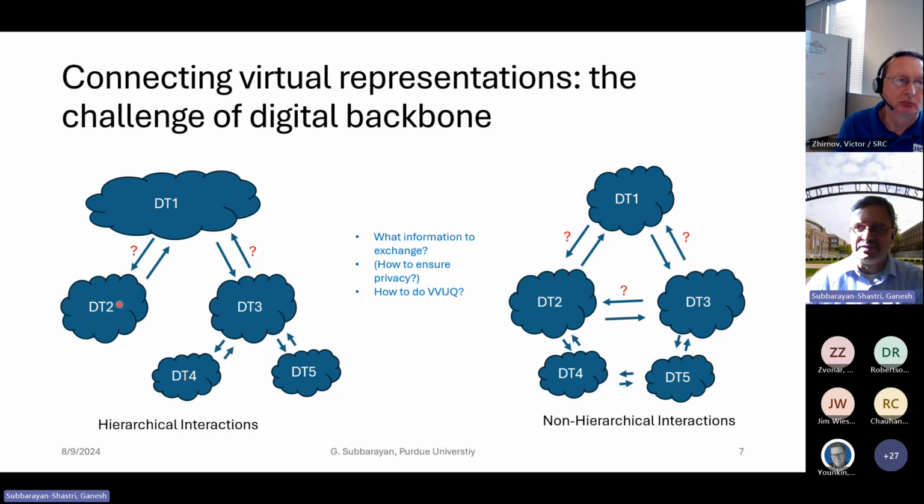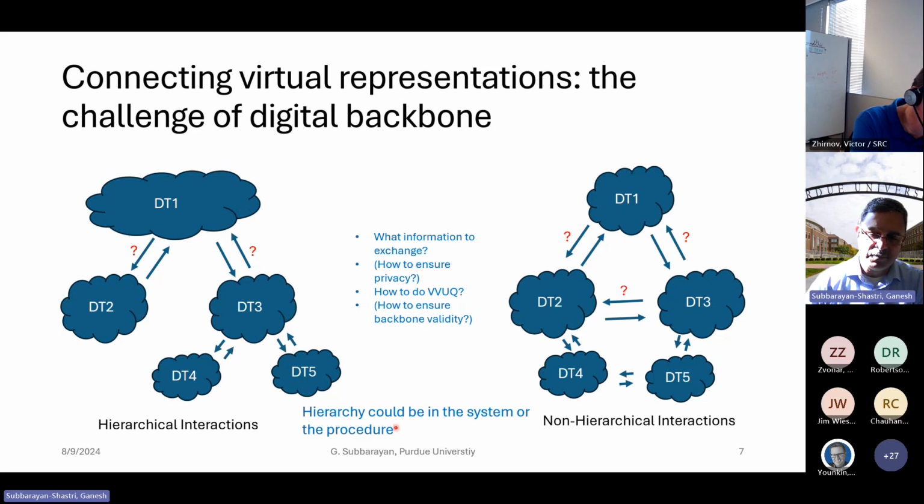We know how to do that for physical systems. I'll show how we can do that for physical systems, and for digital twins, we might be able to take inspiration from that and extend it to digital twins. So that's going to be my argument today. In other words, how do I ensure, through uncertainty quantification, the validity of my backbone? That's another important question for us to address. The other point I want to make on this slide is the hierarchy could be in the system or in procedure. In other words, this could replicate a physical system, or it could also be just simply a procedural hierarchy. So I'll address both of them.